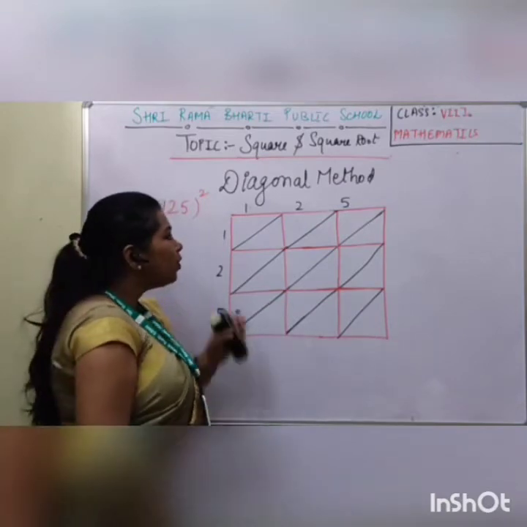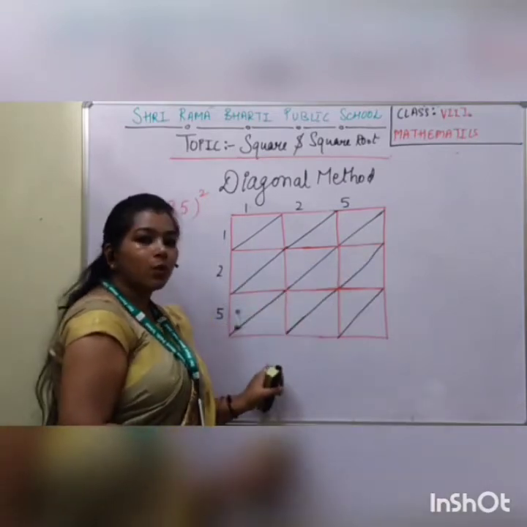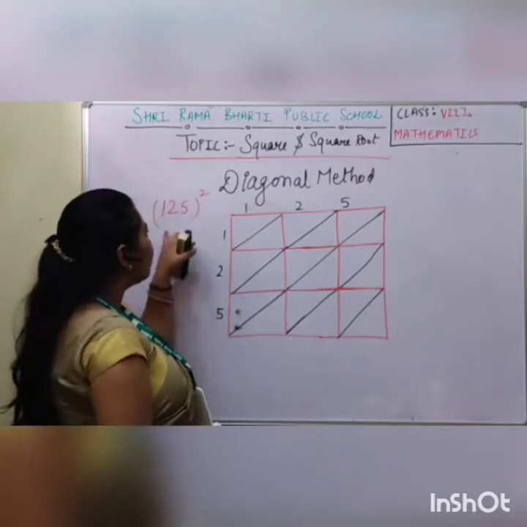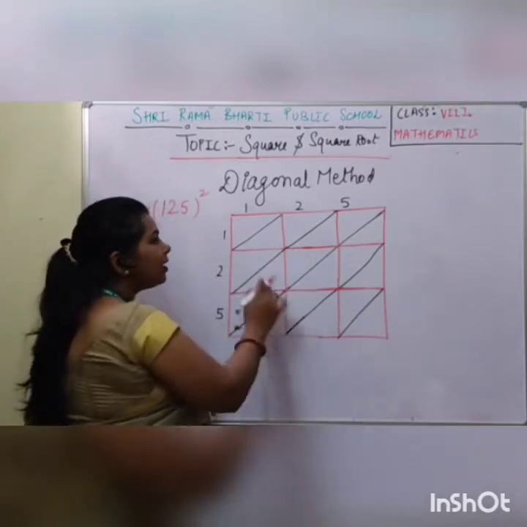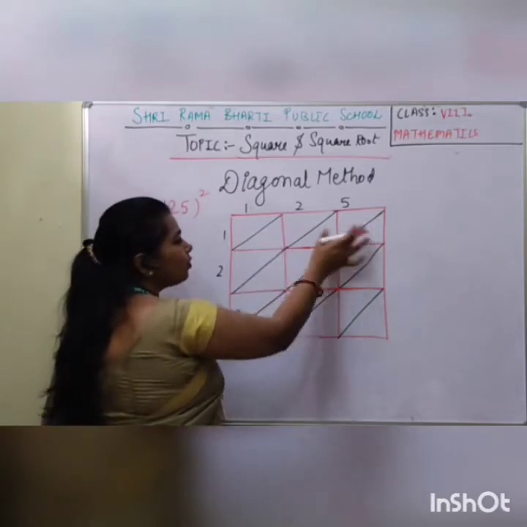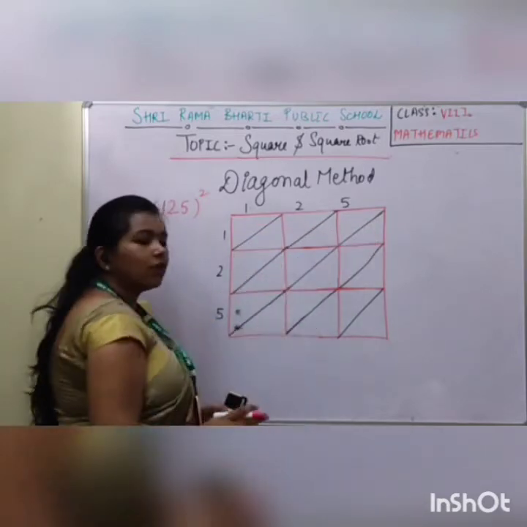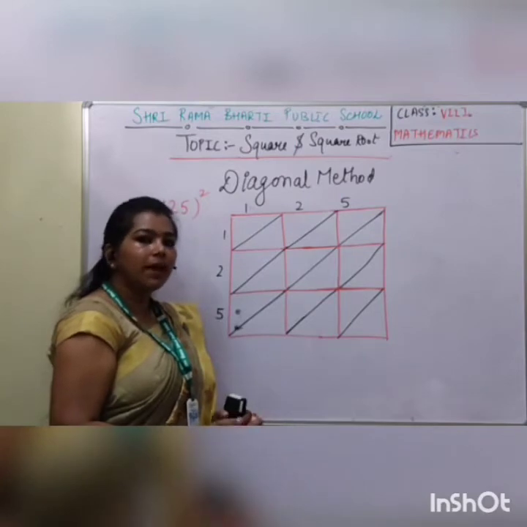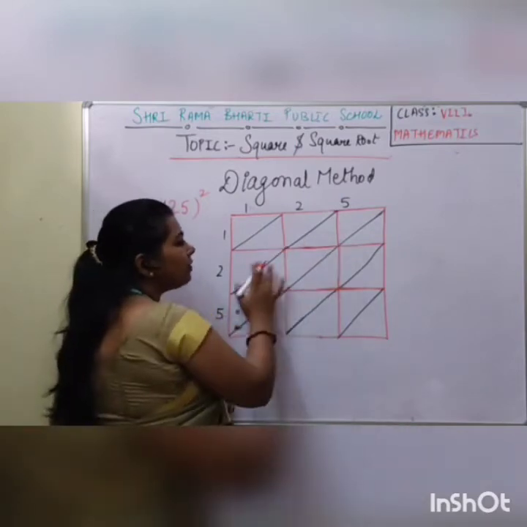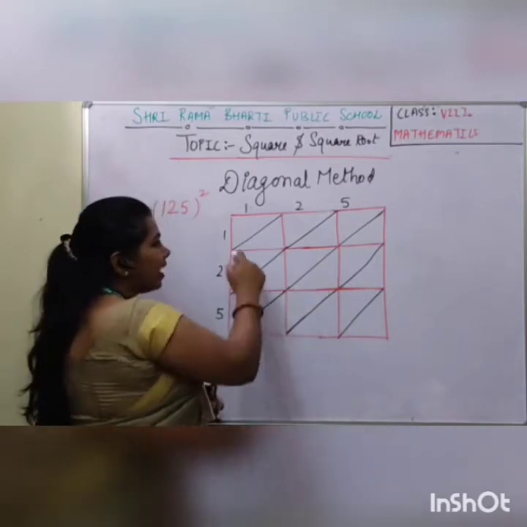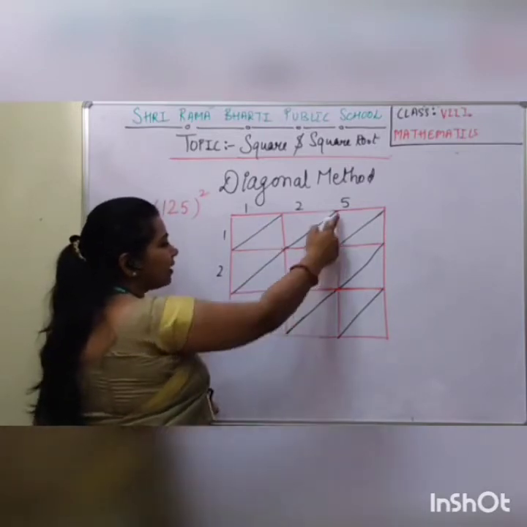So what we will do, first of all, we will draw a square of 3 by 3, because we have 3 digits here. You can see here 1, 2, 3, 1, 2, 3. So we have made a square of 3 by 3. Then we will divide it diagonally. Each box we will divide diagonally. As you can see, I have divided it diagonally.